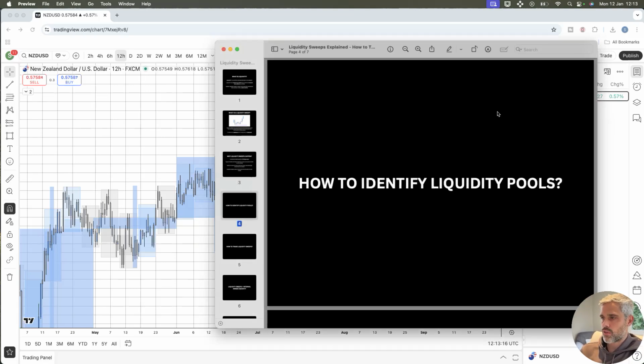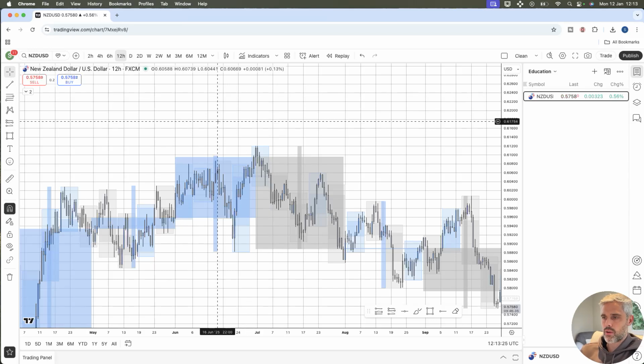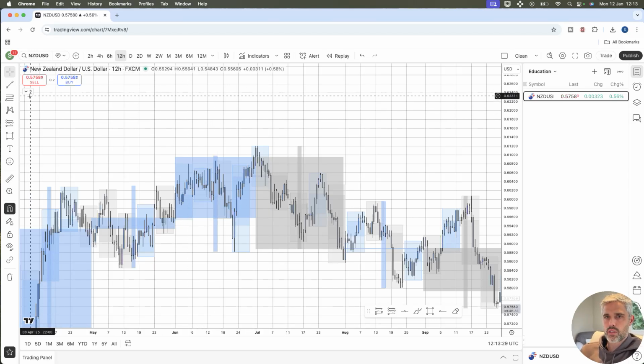So how do you identify those high probability liquidity pools? Again, it comes back to old highs and lows in the market. So what I have here is a completely clean chart. I'm looking at the 12-hour time frame. And what I've just done is added two time frames behind the actual price action on this time frame. One is the 1 month time frame and the other is the 1 week time frame.